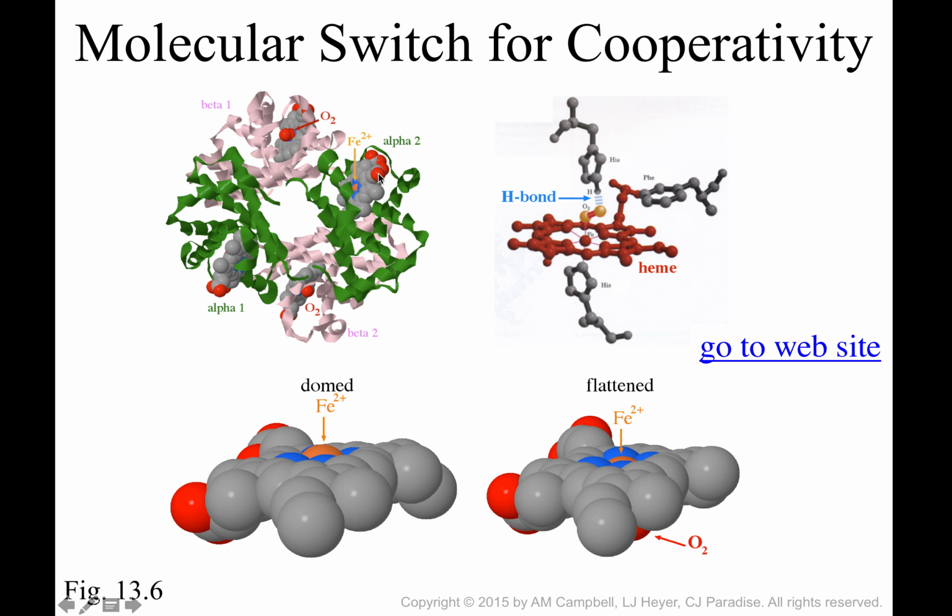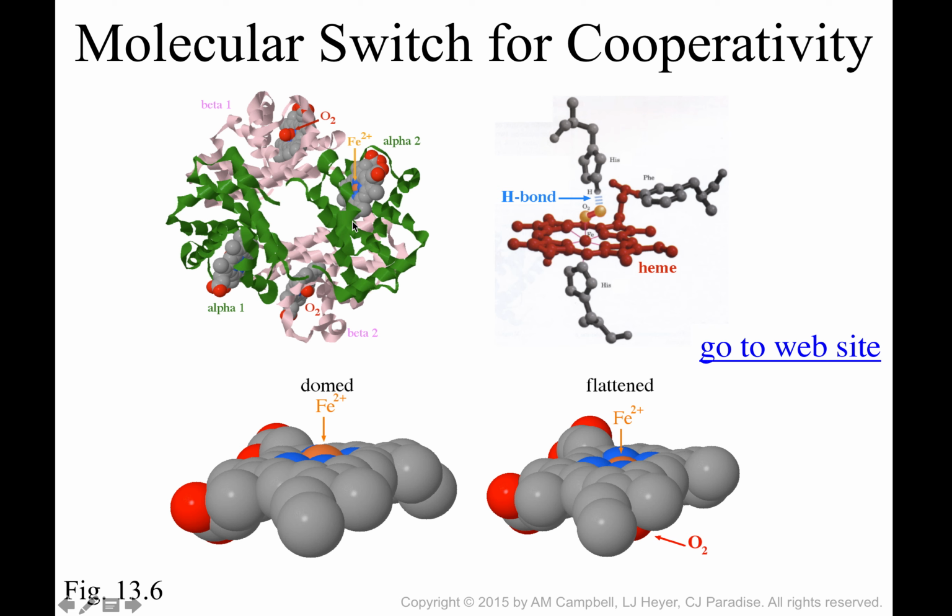Here are those heme molecules within the rest of the hemoglobin structure. One, two, three, four of those. The beta sheets are in pink here, and the alpha sheets are in green here, each one with a heme. And as this iron moves, it causes the whole thing to flex.